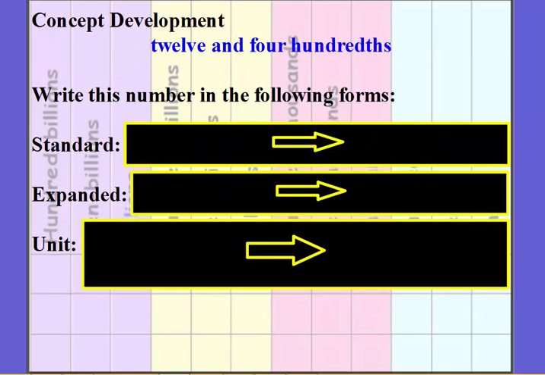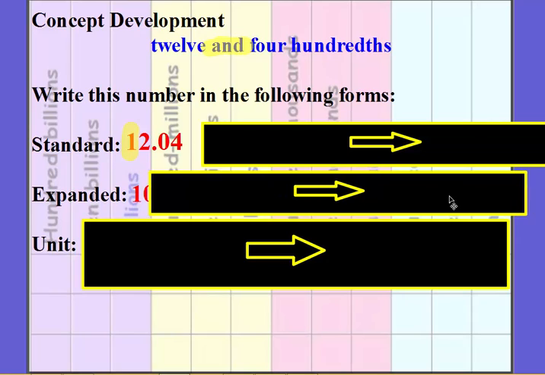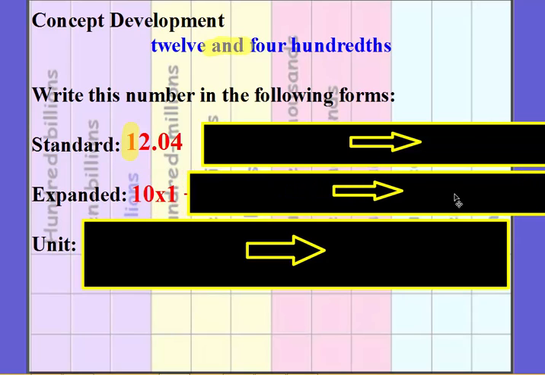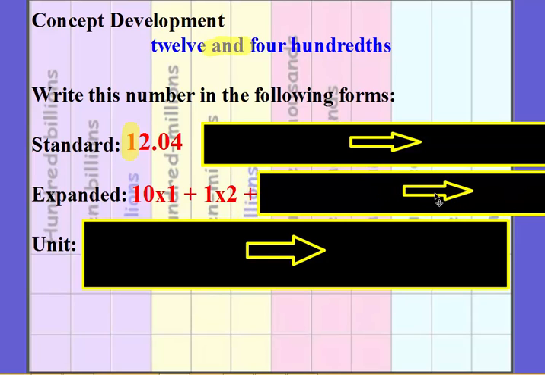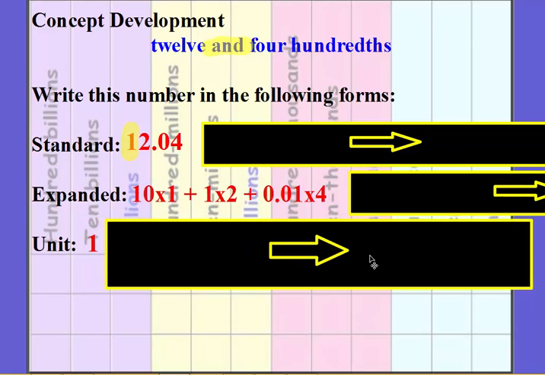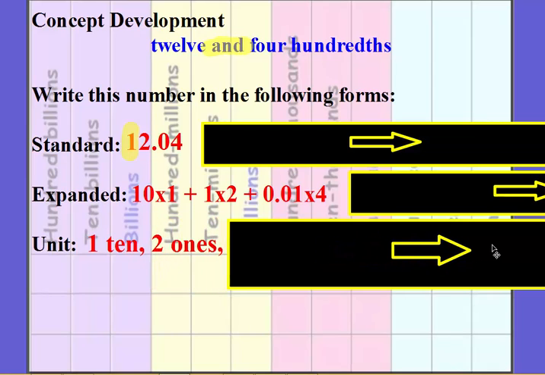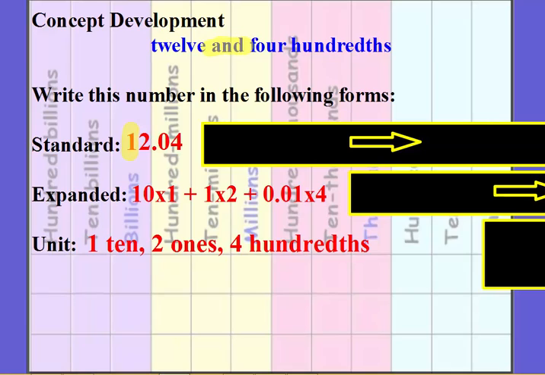Here's my next one. 12 and 4 hundredths. There's my "and" again. So that means everything to the left is going to be a whole number. Everything to the right is my decimal. So 4 hundredths, that means I have a 4 in my hundredth spot. Expanded. How many tens do I have? I have 1 ten. So I multiply by 1. I have 2 ones. And then I just have 4 hundredths. So I'm going to read it. I have 1 ten. I have 2 ones and 4 hundredths.